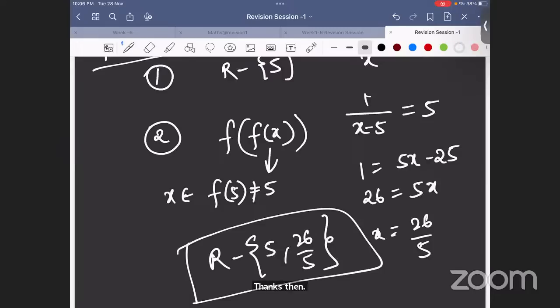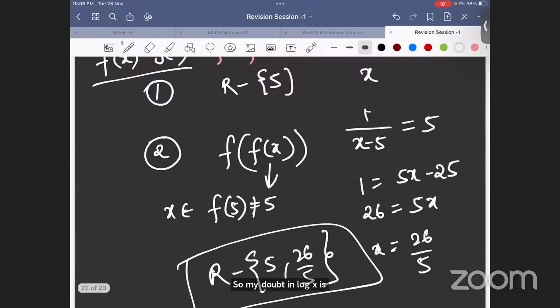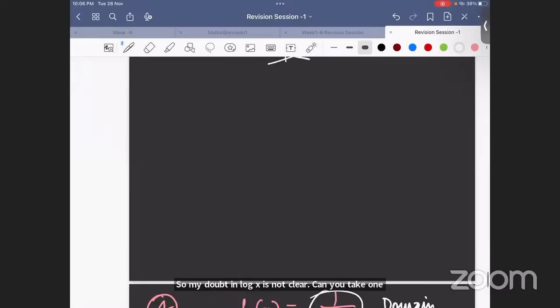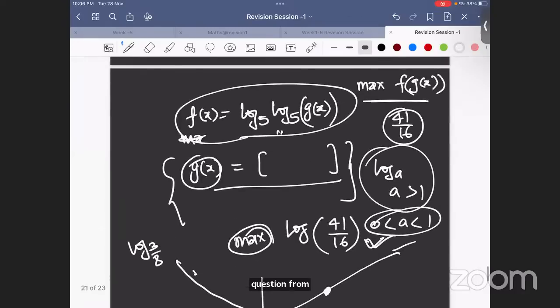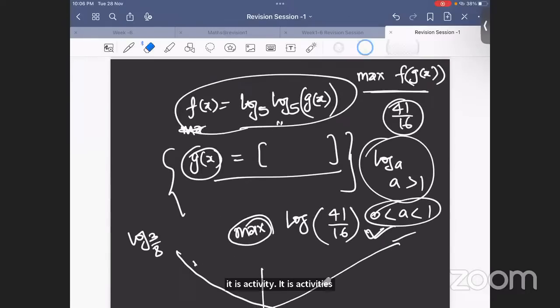Sir, my doubt in log x is not clear. Can you take one question from it? It is activity 6.1, question number 4.